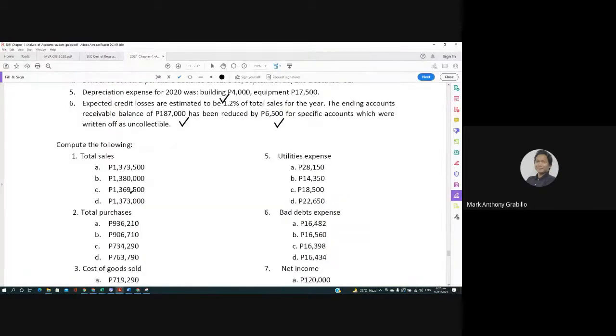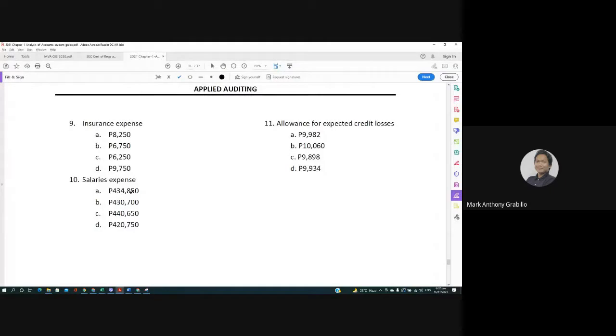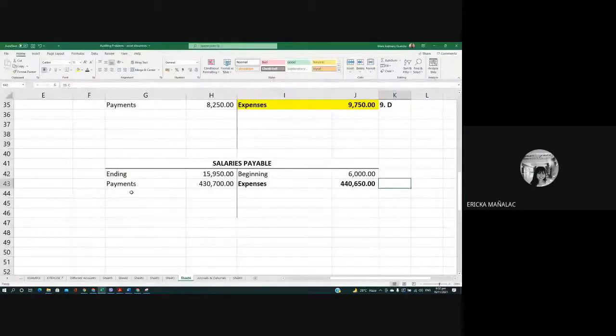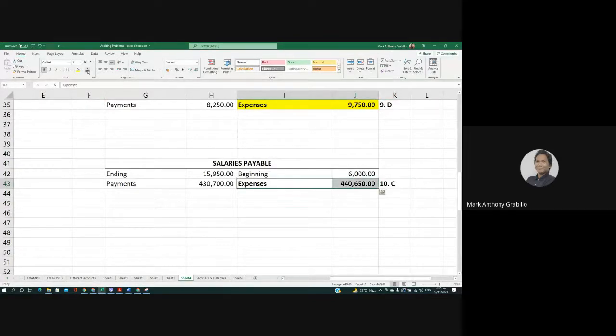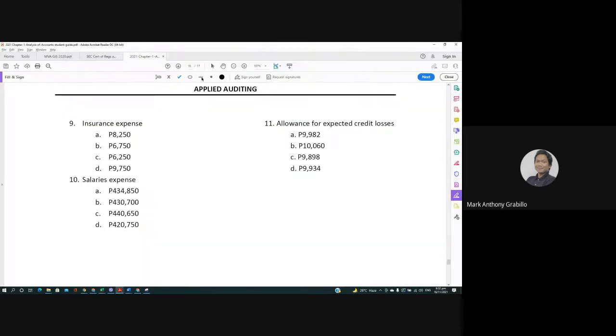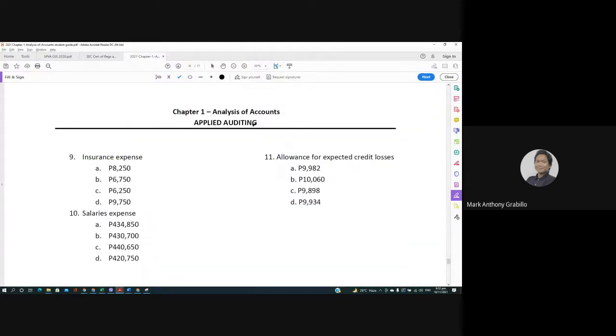Let's go back to the problem. Is there 440,650? Letter C. So number 10 is letter C. Salaries expense, 440,650. Number 11, allowance for credit losses, or allowance for expected credit losses.